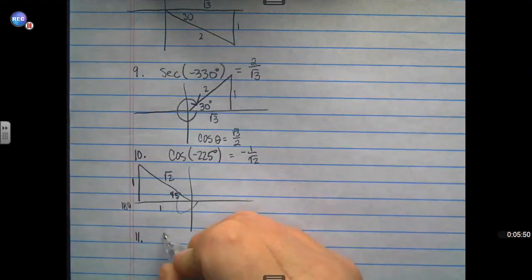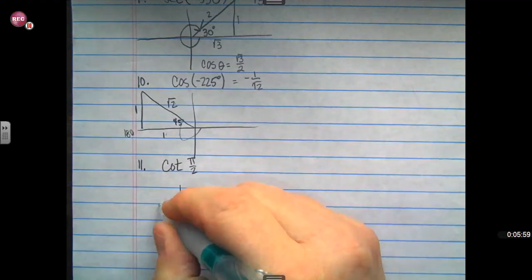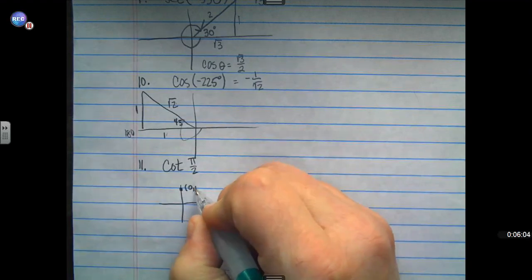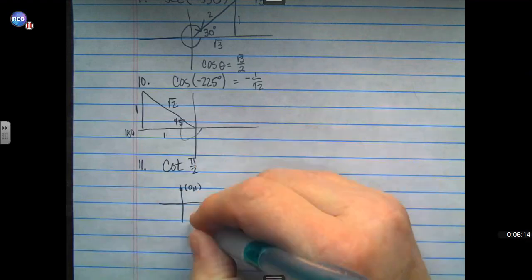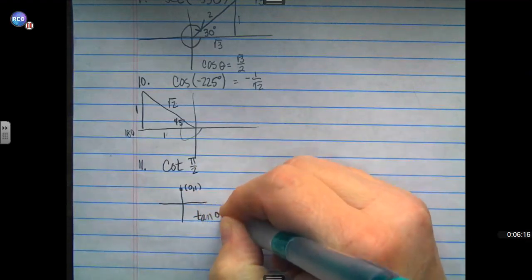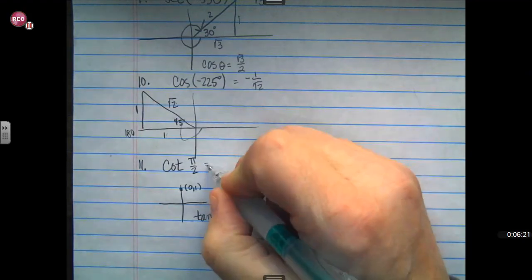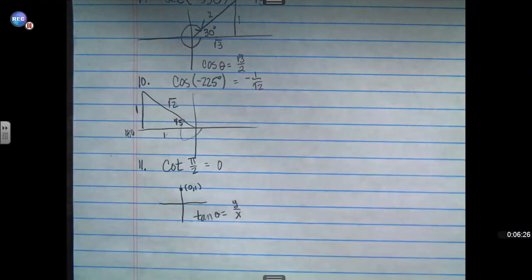And number 11, the cotangent of pi over 2. Well, that's a quadrantal angle. Pi over 2 is up here. And that is the ordered pair 0, 1. And so cotangent is, the tangent is y over x. So the cotangent is the reciprocal of that, x over y. So the cotangent of pi over 2 would be 0.